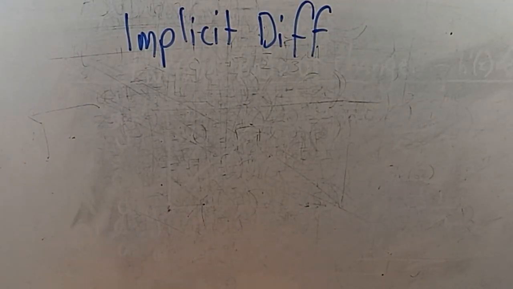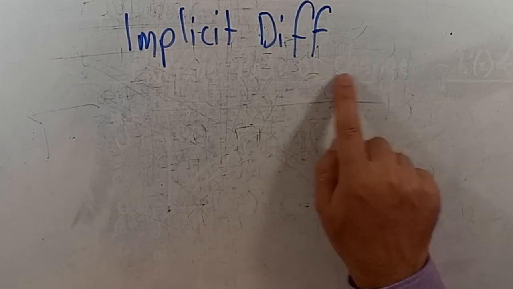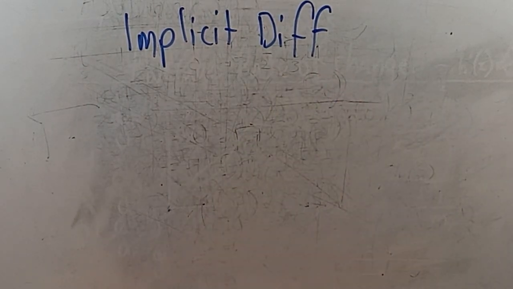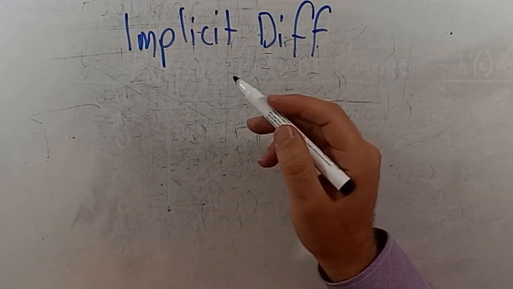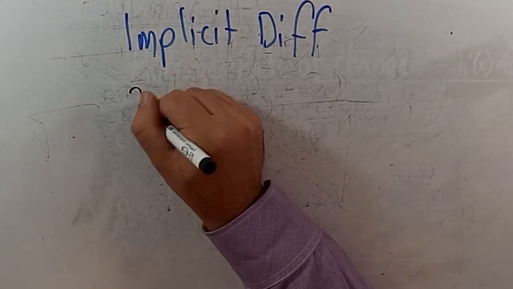Alright, today we're going to talk about implicit differentiation. Who can spell differentiation, really? Let's just call it implicit diff. So what does this actually mean? Let's do it through an example.